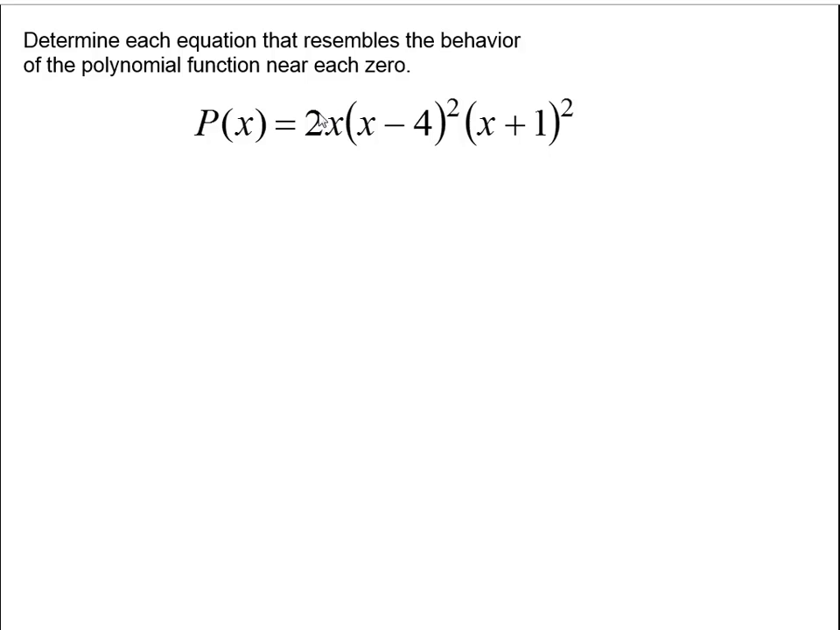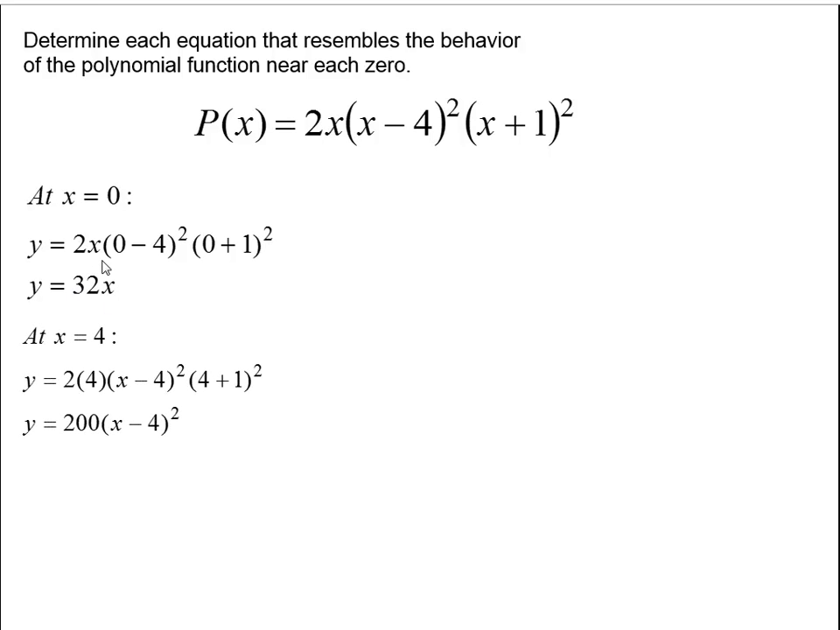Now again, the multiplicity on this 0 is an exponent of 1. So because the multiplicity is odd, I know the graph is going to pass through. But exactly how does it pass through, right? What would that look like? So I know that at x equals 0, I'm going to plug 0 into every factor except the one that it would 0 out, right? And I'm going to get negative 4 squared, which is 16, times 1, which is still 16, times the 2, which is 32. So it's going to look like the line that has a slope of positive 32.